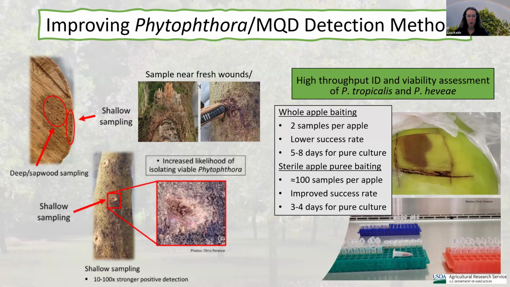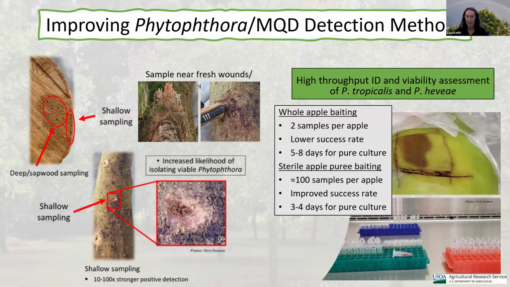But we needed to hone in precisely and improve sampling techniques, which was really seeing what kind of sampling we do and how least invasive we can get, particularly if we can just use a small drill bit. How far into the wood do we need to go? So we did a lot of comparisons and figured out that shallow sampling was actually a much better way of sampling to get positive detection for the molecular test.